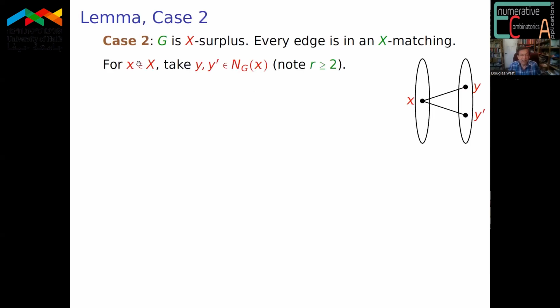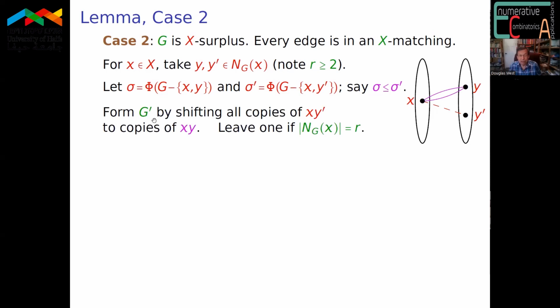So here's our multigraph. Again, because R is at least 2, when we look at a particular vertex X, we have at least 2 neighbors. And now let sigma be the number of matchings in G minus X and Y. In other words, that's the number of matchings in G that contain the edge XY. And sigma prime be the number of matchings that contain the edge XY prime. So by symmetry, we can assume that sigma is at most sigma prime.